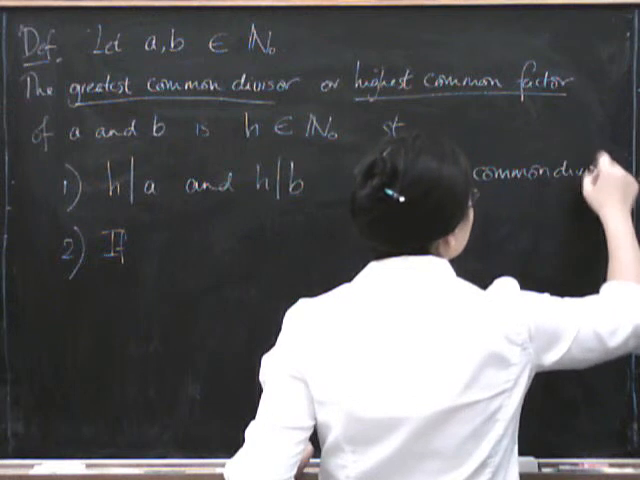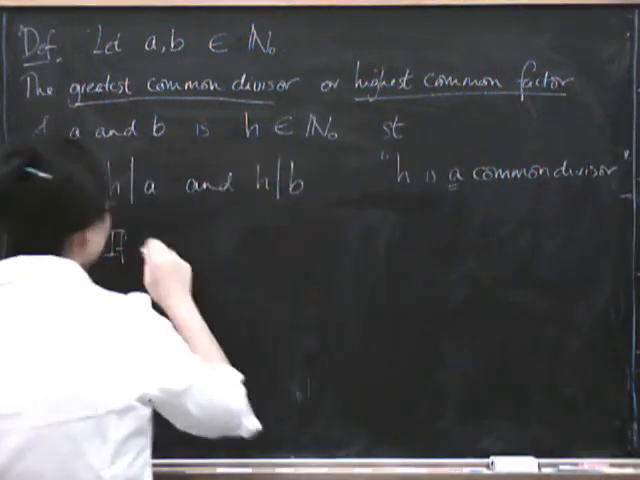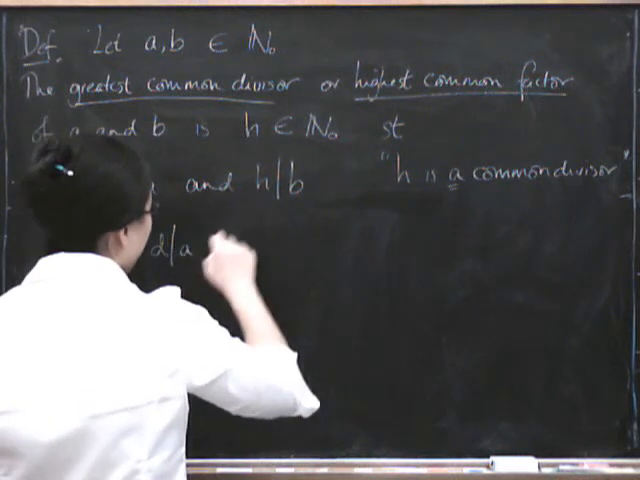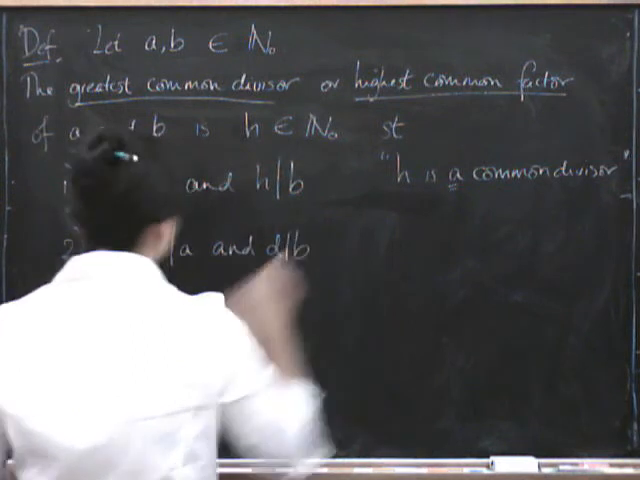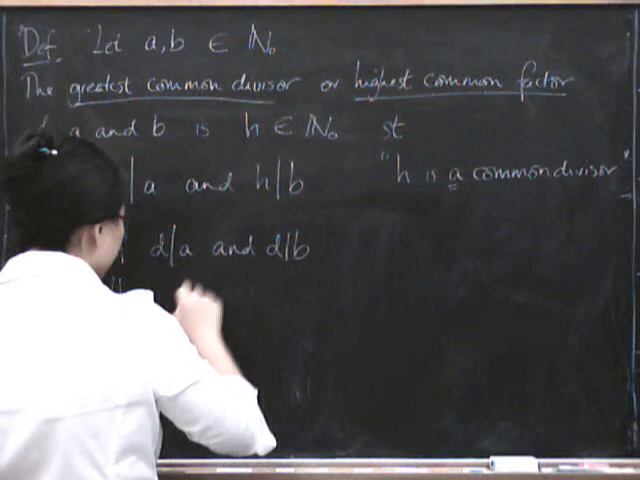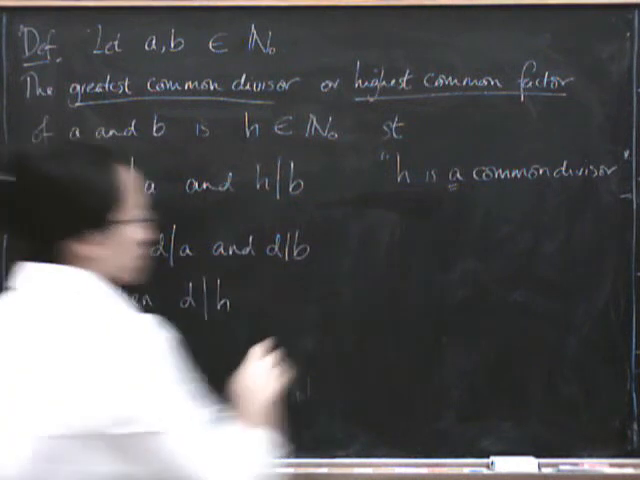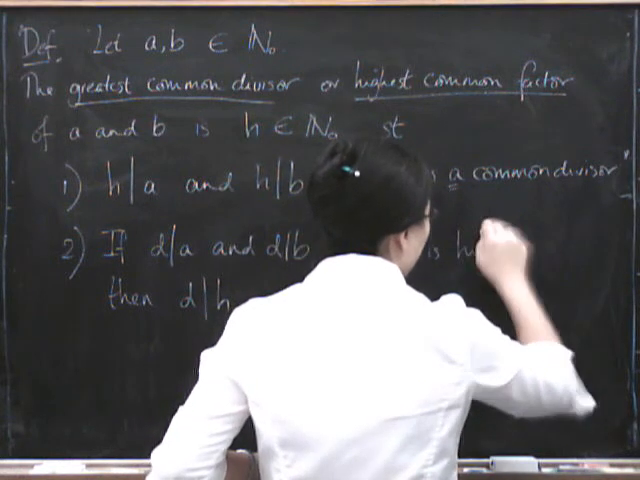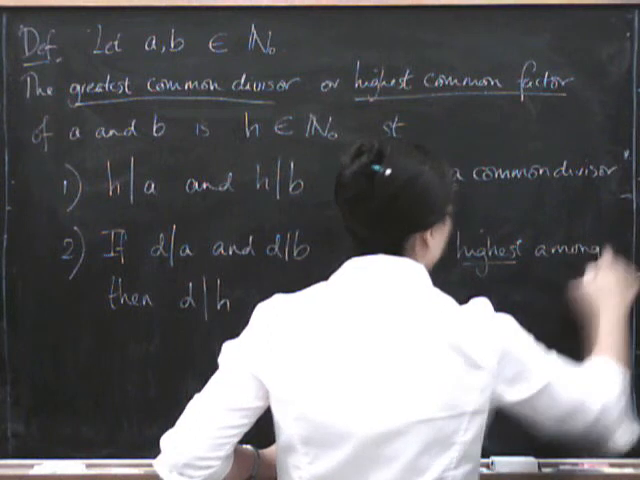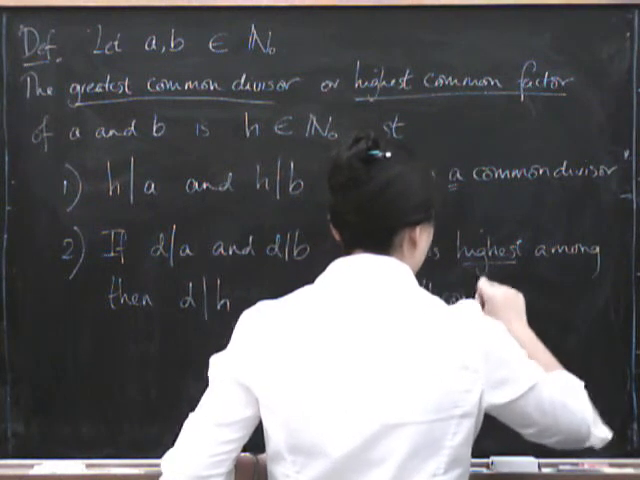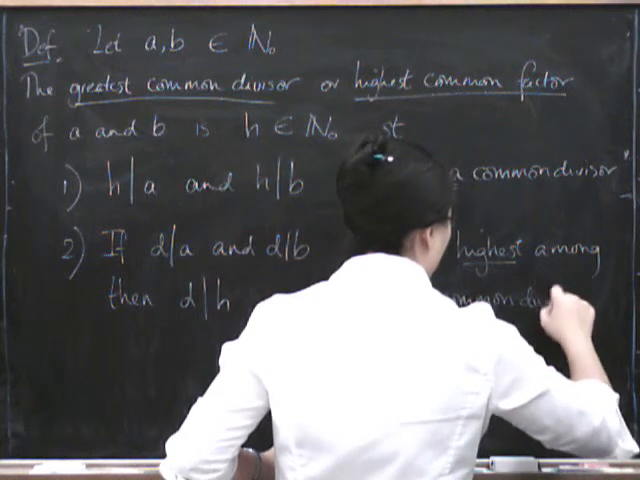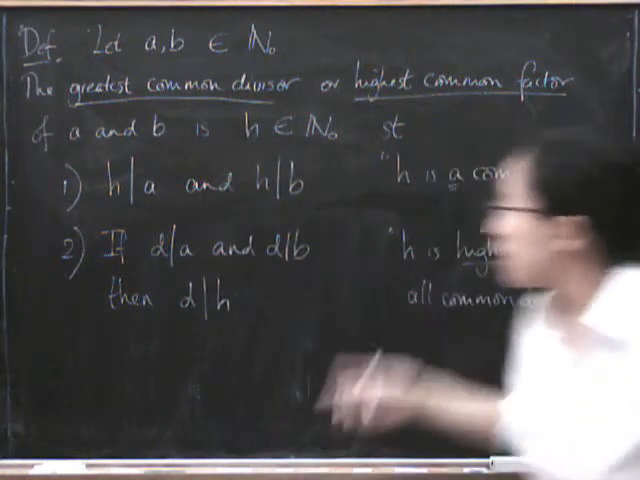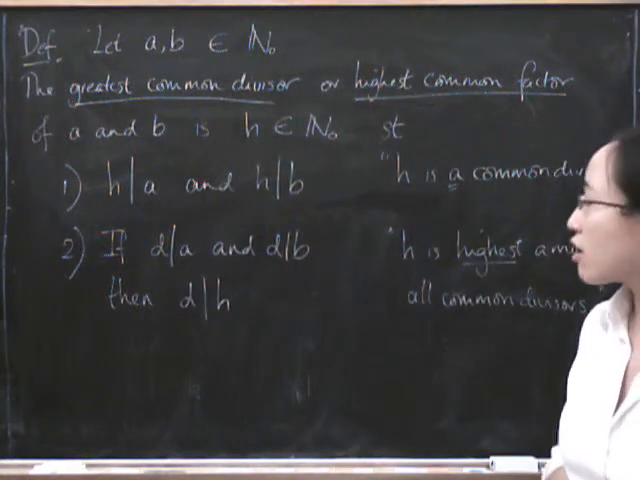So this says h is a common divisor. Now I'm going to say, suppose we have some other common divisor. So if D also divides A and B, then in fact D divides the highest one. So this says that h is the highest among all common divisors. So this is the definition of highest common factor.